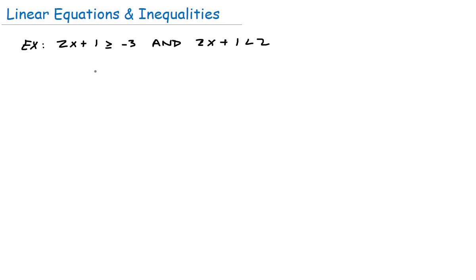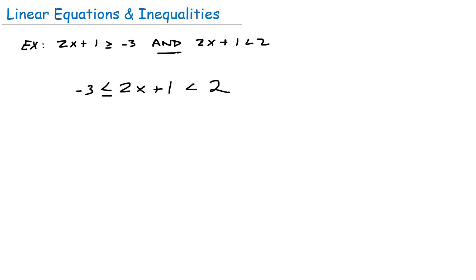Okay, let's take a look at one last example. This is called a compound inequality, and that's because it's made up of two separate inequalities. Sometimes they're connected with the word and. Other times you can just put them together, or they're already together to begin with. In both cases we have 2x plus 1 and then something about it. In the first inequality, 2x plus 1 is greater than or equal to -3. And in the second inequality, it's less than 2.